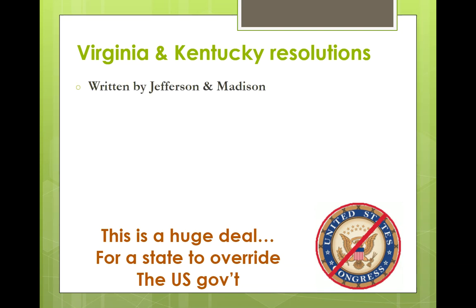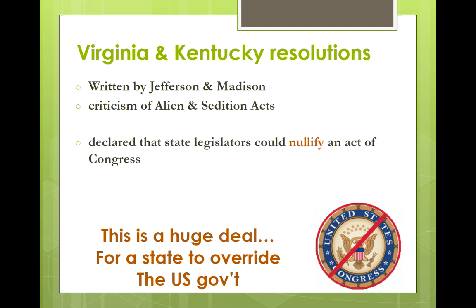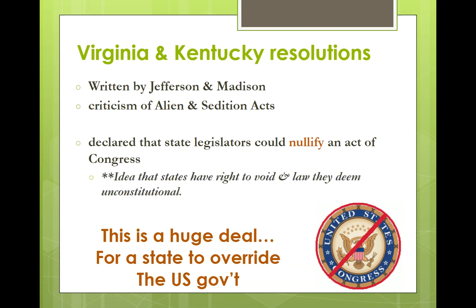They were written by Thomas Jefferson and James Madison, and they were a criticism of the Alien and Sedition Acts. What it did was give the state legislatures a way to nullify any act of Congress that they deemed unconstitutional. And this is a huge deal because for the first time, a state could override the U.S. government. And this was the Virginia and Kentucky resolutions.